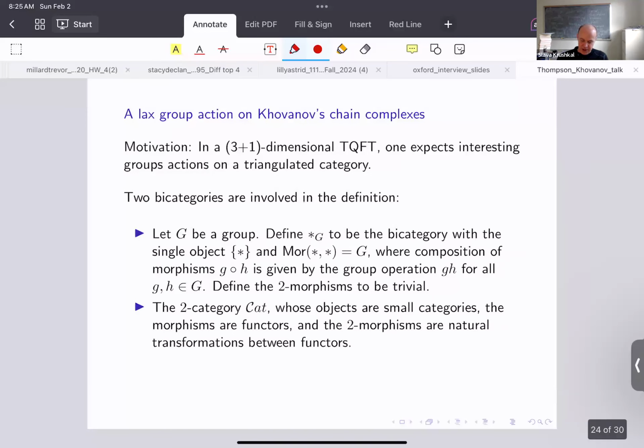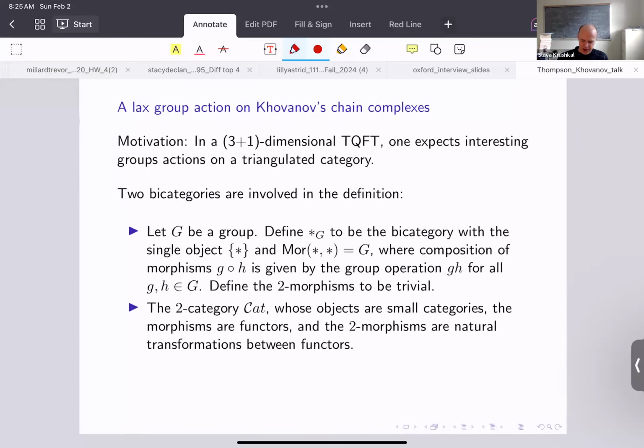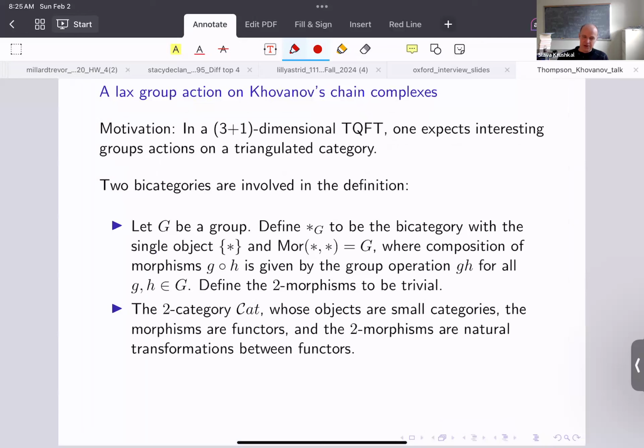And to formulate this notion of a group action that works in this context, there are two bicategories. These are sometimes called weak 2-categories. The first one is just a way to formulate a group action. In our case, it is going to be a lax group action of the Thompson group on the relevant category.